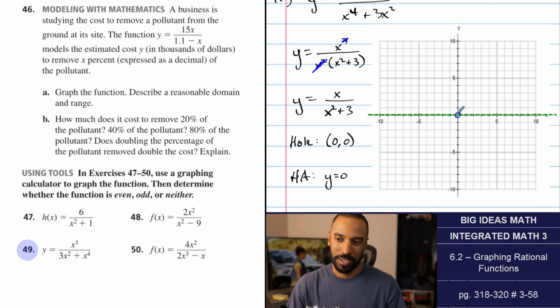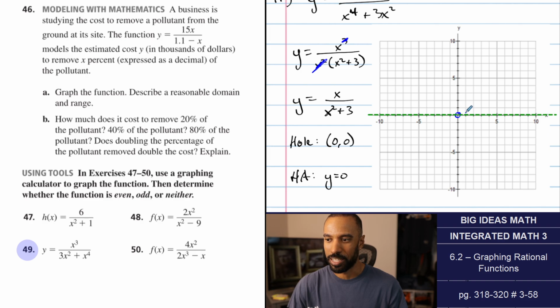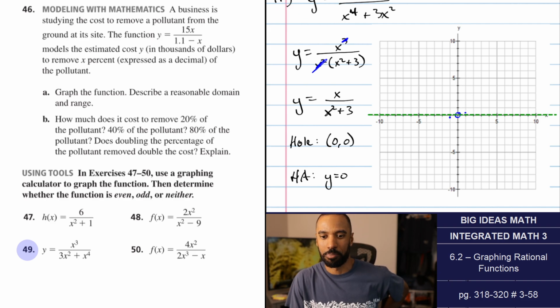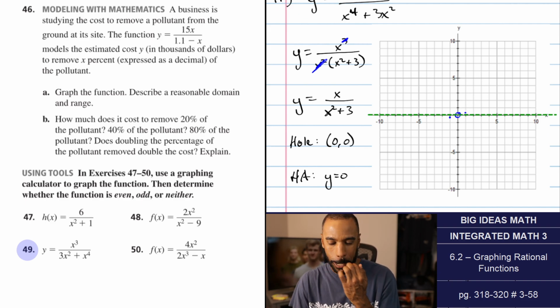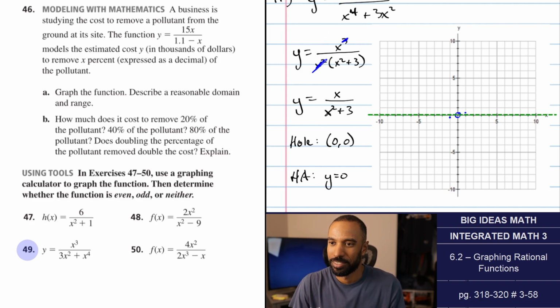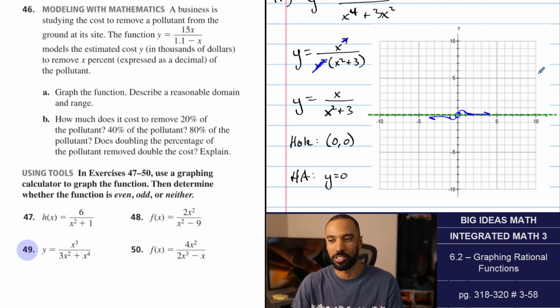If I plugged in 1, I'd get 1 over 4. If I plugged in, I don't know, -1, I get -1 over 4. So you're not going to get very pretty numbers based off this. I'll tell you that right now. Let's see what the graphing calculator says. But basically, it's going to jump up here somewhere and then approach the asymptote like that after, and it's going to do the same thing on that side. I don't know how specifically, but it's something like that.